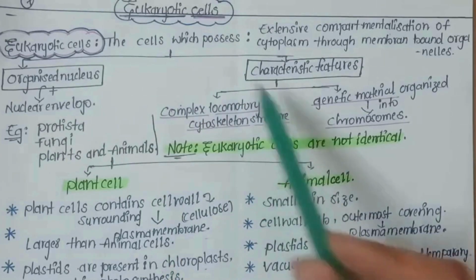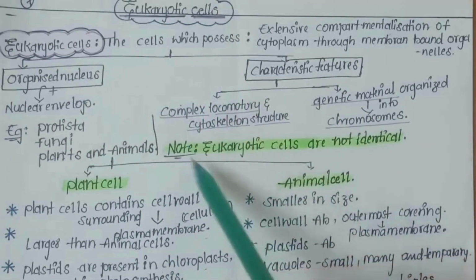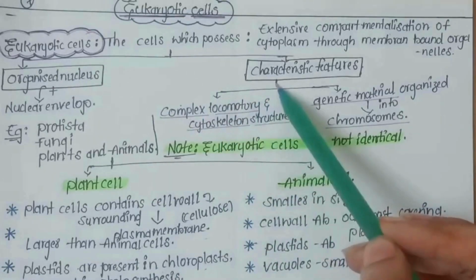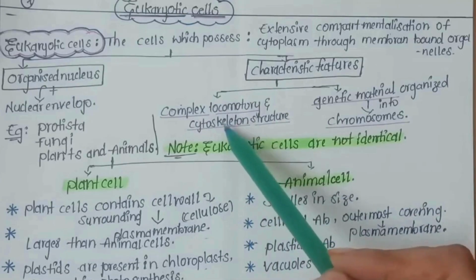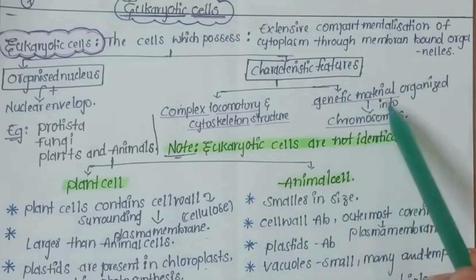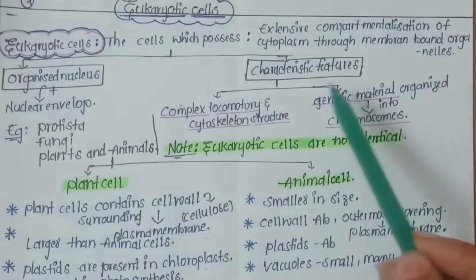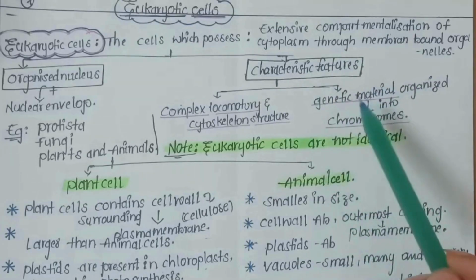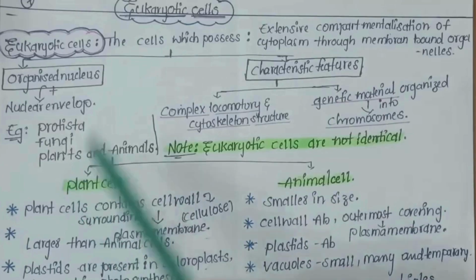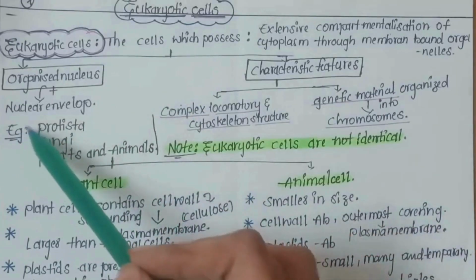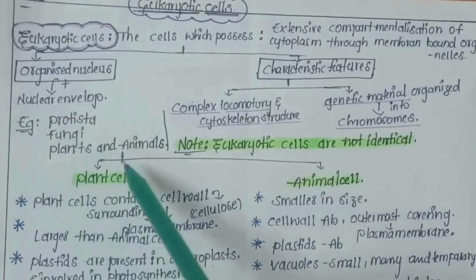It also contains complex locomotory and cytoskeletal structures which help in locomotion, and these provide strong structural support to the cells. The genetic material is organized into chromosomes, where the nucleus is covered by a nuclear membrane. Examples of eukaryotic cells are protista, fungi, plant and animal cells.